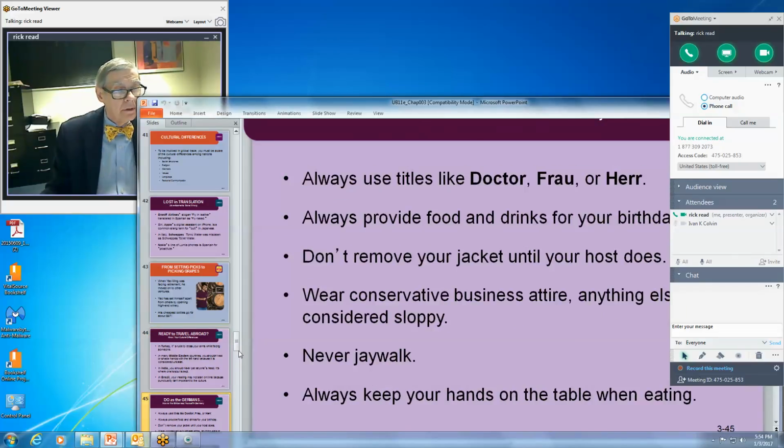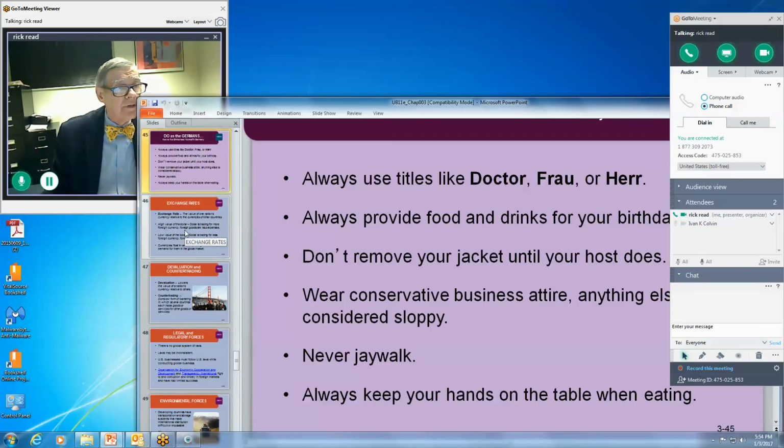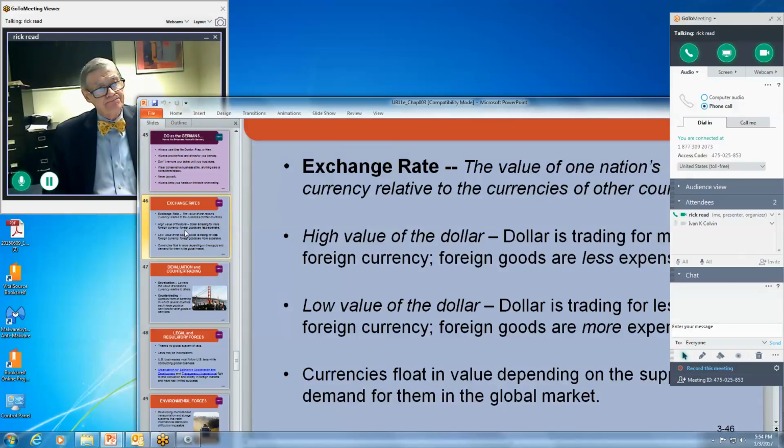Some other things here I'm not going to spend a lot of time on, so we can talk about things that are important. Exchange rates are very important. If you want to buy a euro, what you have to pay in American money right now is about $1.05. So if I want to buy 1 euro, I have to give them a dollar and a nickel.